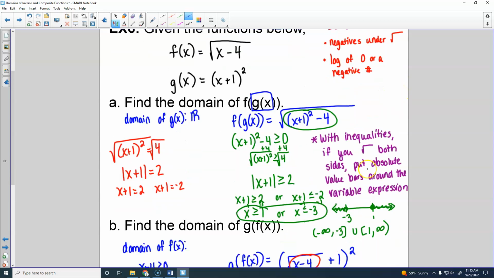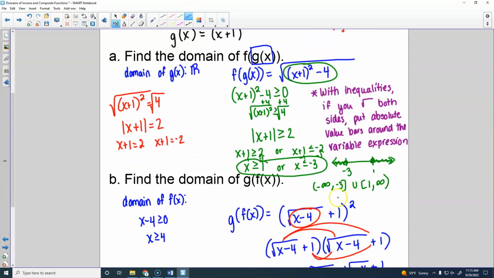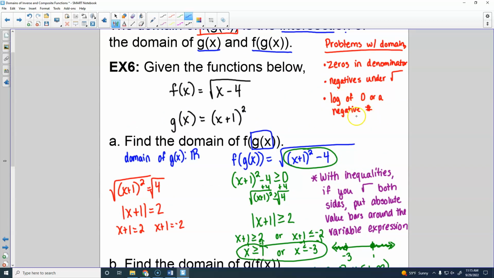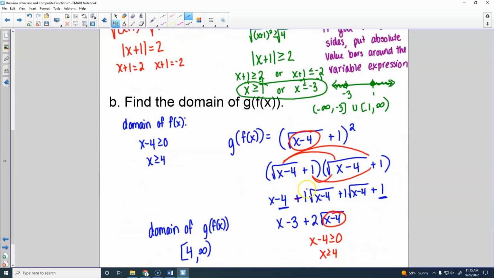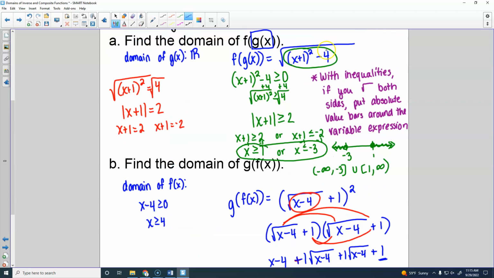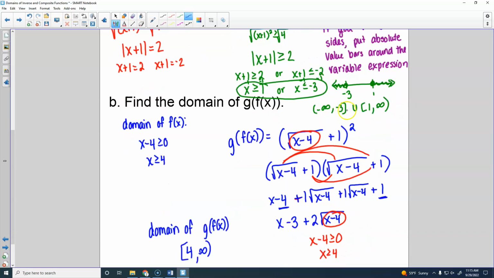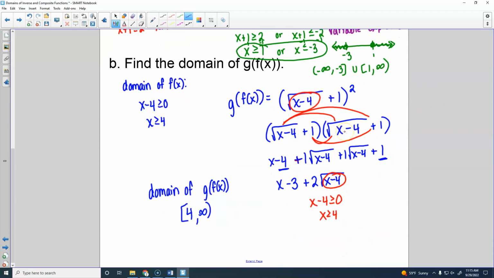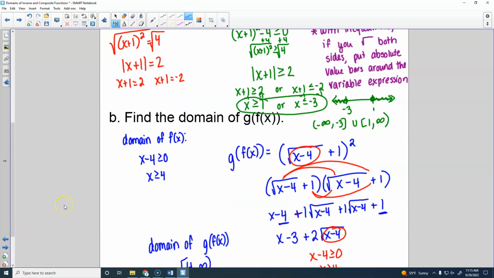Negatives under the square root, so that's right here. That's what we considered. And logs of 0 or negative numbers, which we don't have. So that plus 1 is not going to make it undefined. It's only the stuff underneath the square root that is going to make it undefined. Up here was more complicated because everything ended up under the square root, so it changed it. But here, the only stuff under the square root is just that x minus 4. So it's just whatever's under that square root that you're dealing with. Okay? All right, questions?